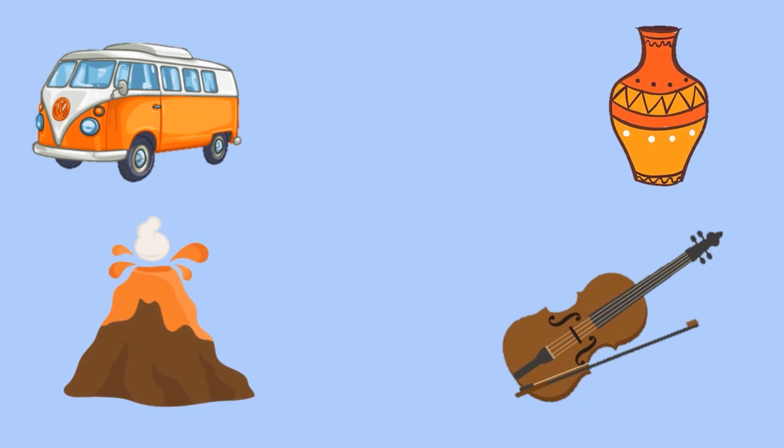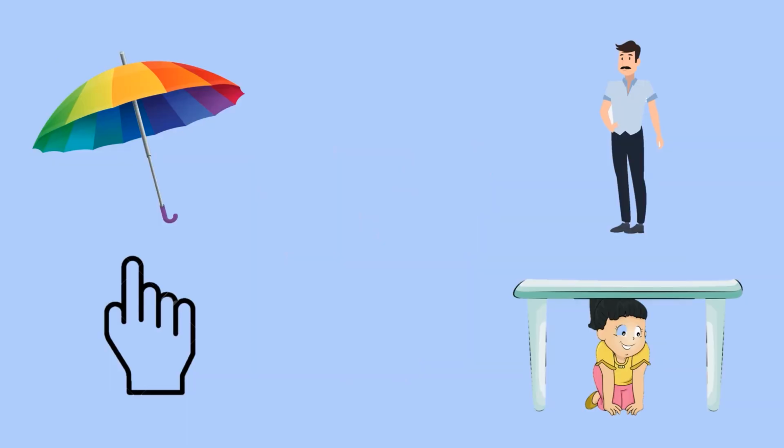Here we have van, volcano, vase, violin. Can you tell me the starting sound? Yes. V, v, van, v, v, volcano, v, v, vase, v, v, violin. Very good.